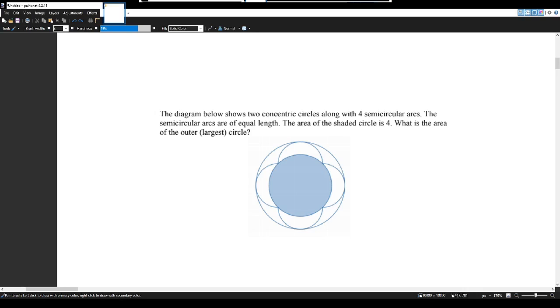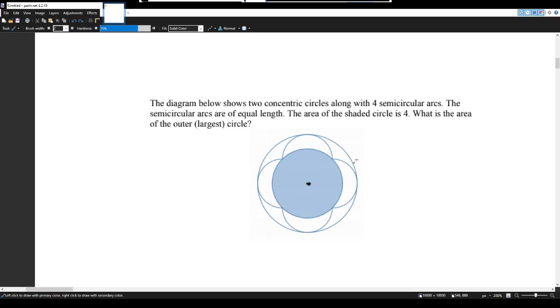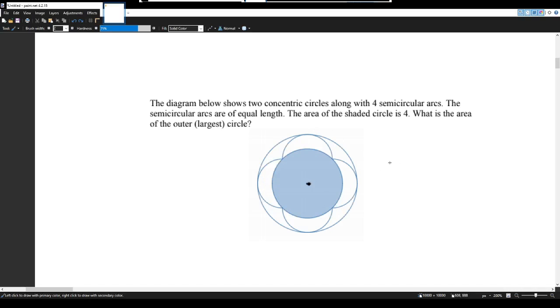So we have two concentric circles, which means they have the same middle, right? Which is going to be this circle and this circle. Four semicircular arcs of equal length. That's all these, right? This flower shape kind of. And the area of the shaded circle, which is all this blue right here, is 4. So what's the area of this whole thing, right? That's what we're after here.